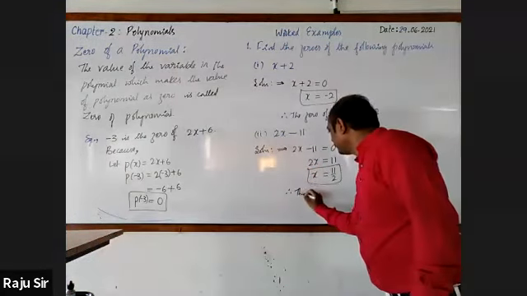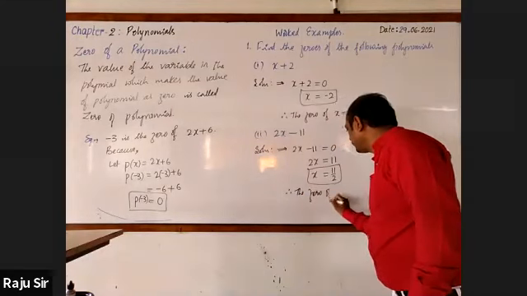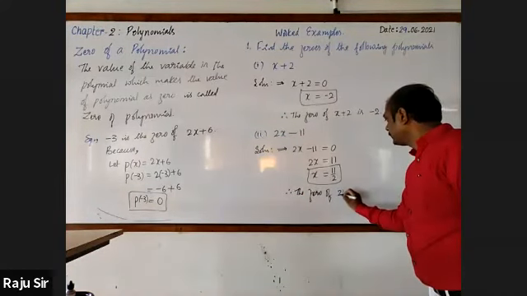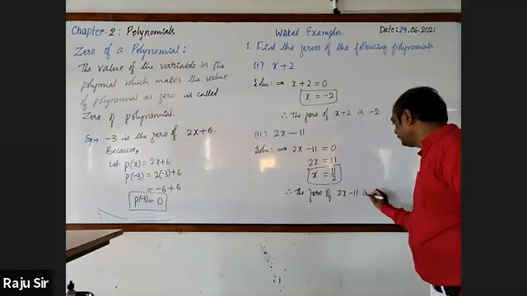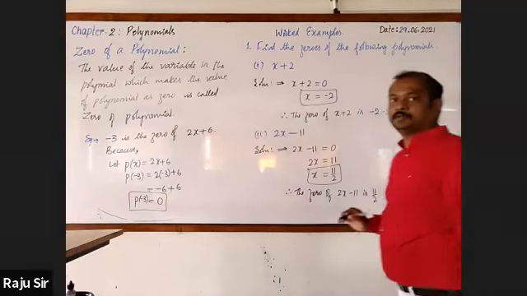Therefore, the zero of 2x minus 11 is 11 by 2.